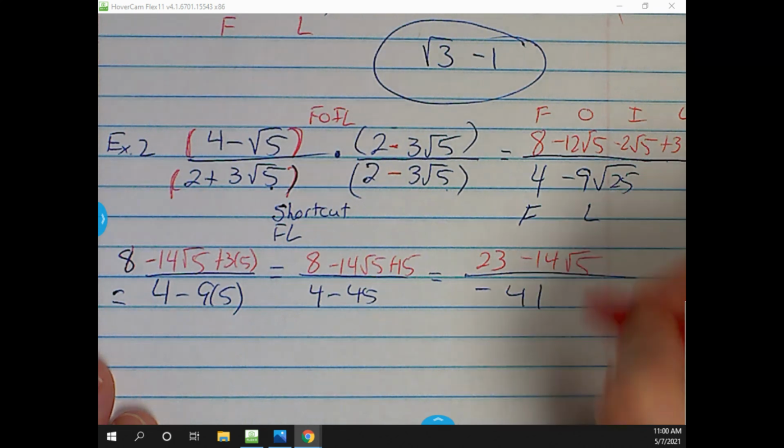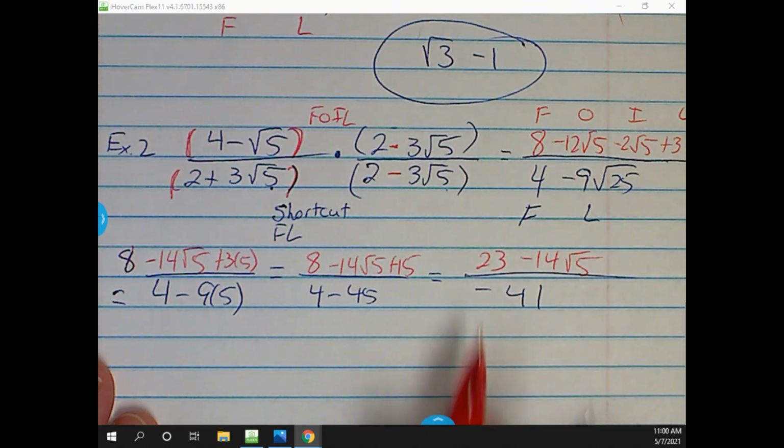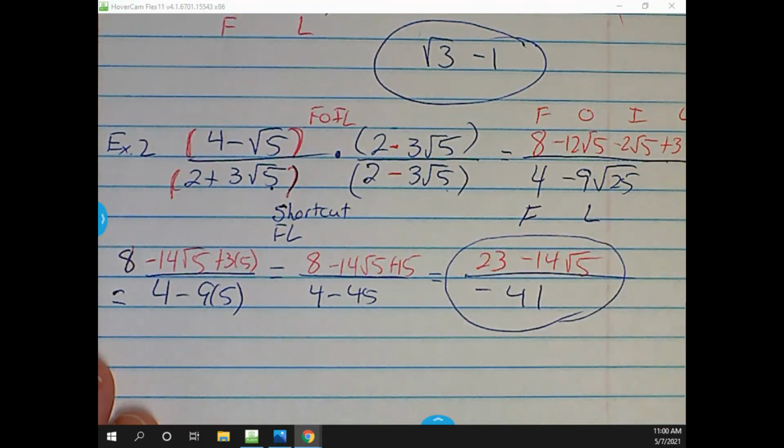Okay, and for these numbers, with 23 and 41 and 14, there's nothing they have in common because we got 2 odds and an even, so there's really nothing we can do for that one. There is no simplifying on this one, so then that would be your final answer that you get there.